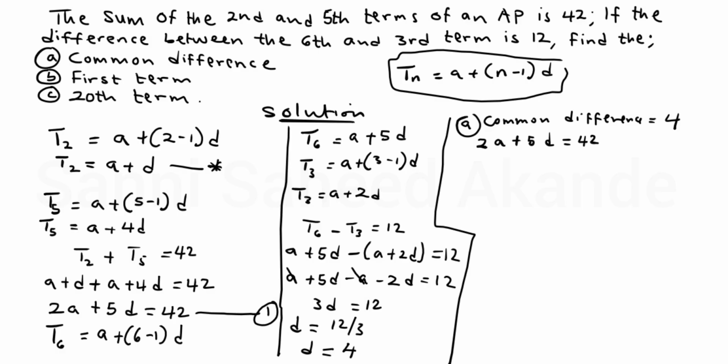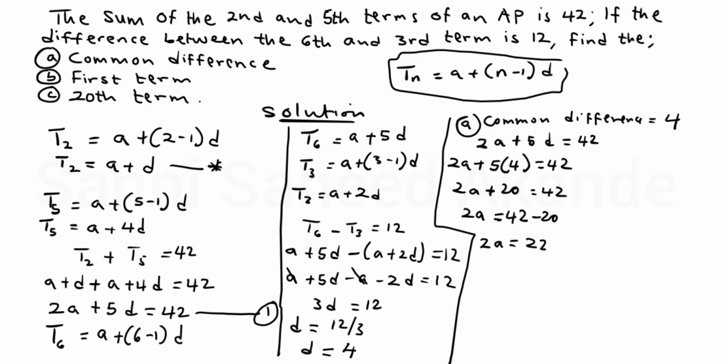Then I will have 2A plus 5D, and D is 4, then equal to 42. So 2A plus 5 times 4, which is 20, equal to 42. So I now have 2A equal to 42 minus 20. So 2A is equal to 22. Divide both sides by 2. We have A equal to 22 over 2, then 22 divided by 2 will give us 11. So that is the value of A, and that is question B.